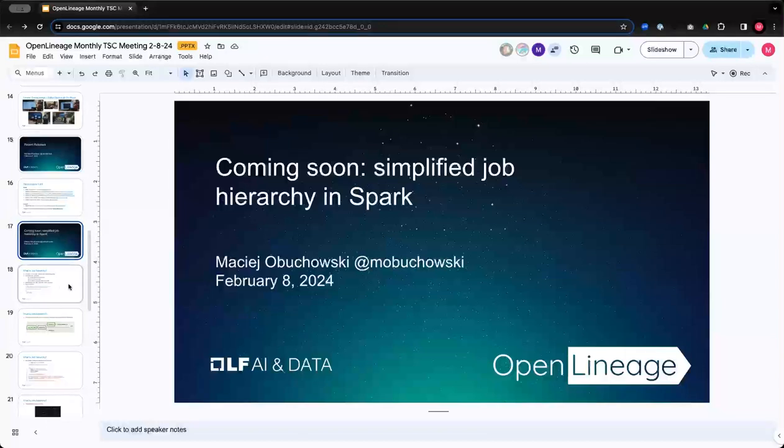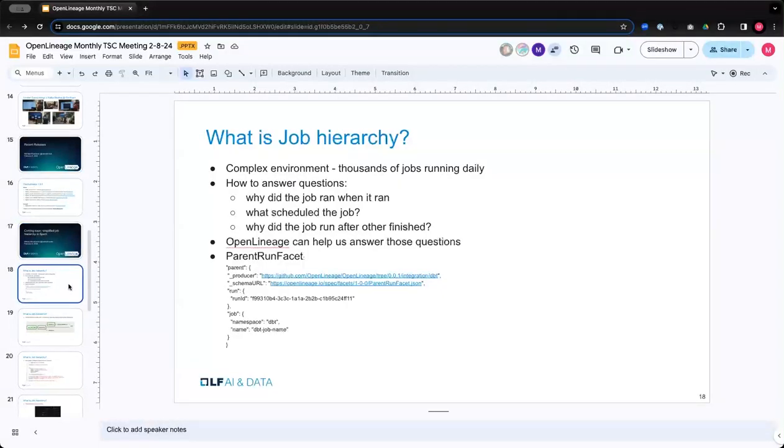With that, I have two topics for today. One is a story, which will be later, and the first one is a description of how we think of jobs, specifically in Spark right now. So what is actually a job hierarchy?